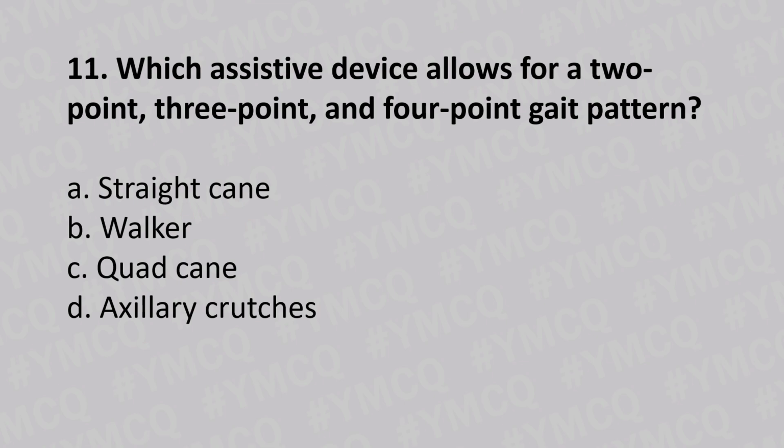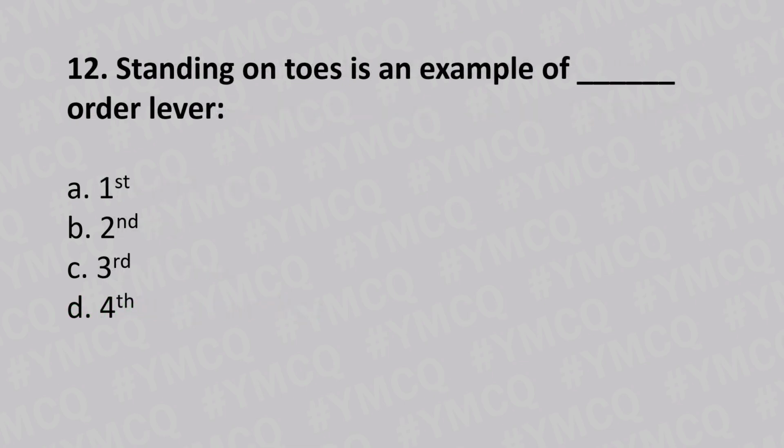Which assistive device allows for a 2-point, 3-point, and 4-point gait pattern? Option A straight cane, option B walker, option C quad cane, option D axillary crutches, and the answer is option D axillary crutches. Moving to our 12th question.